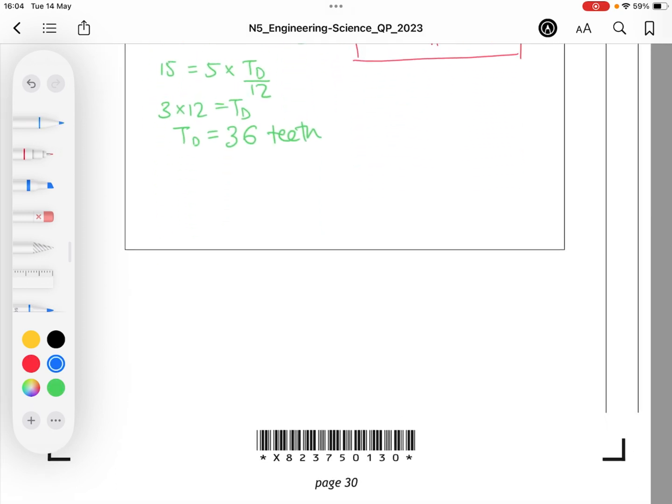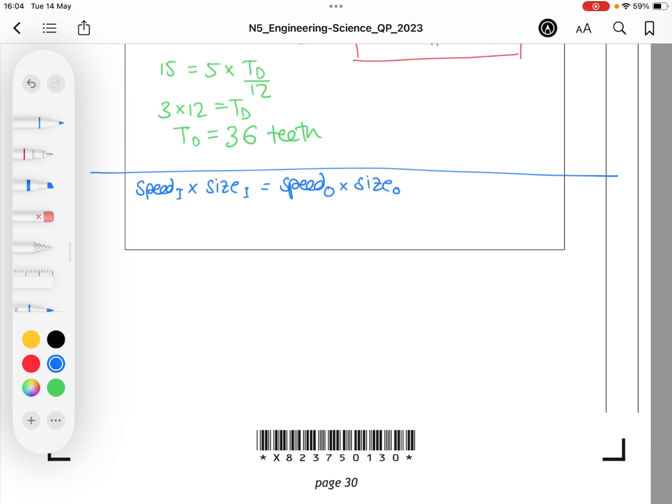The other way you can do it, I'll just move down here and do it in a different colour. The other way you can answer this question is you can use the fact that the speed of the input times the size of the input is equal to the speed of the output times the size of the output. And for this, what we would do first is we would say the speed of A times the size of A is equal to the speed of B times the size of B. And we're doing that because we don't know the speed of B.